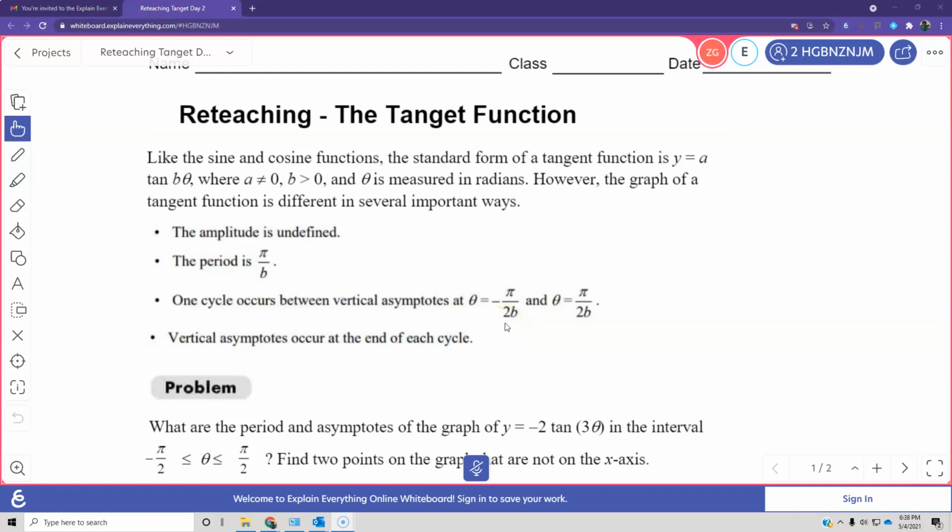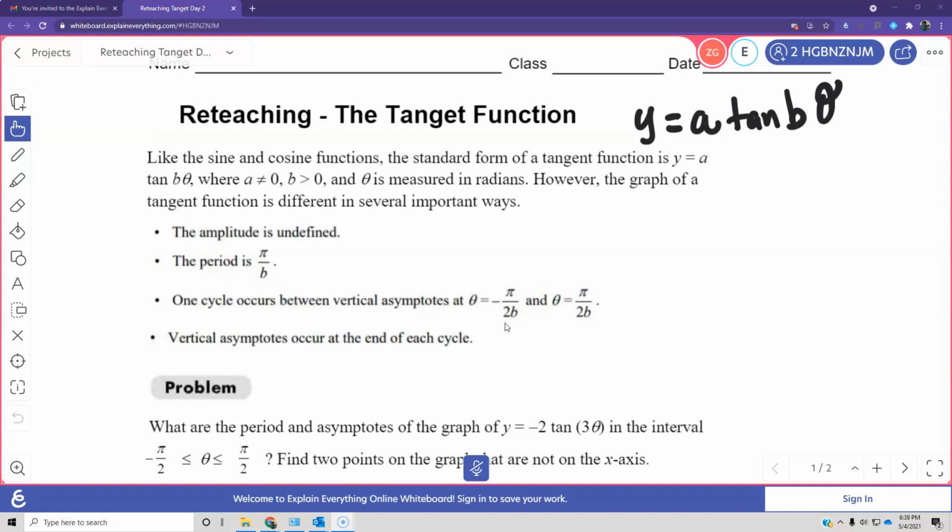So this is going to be targeted. This is day 2, and what we're doing here is reviewing graphing tangent. We have y equals a times the tangent of b theta. Usually we say x, but we said b theta. A is the amplitude, but it's undefined.